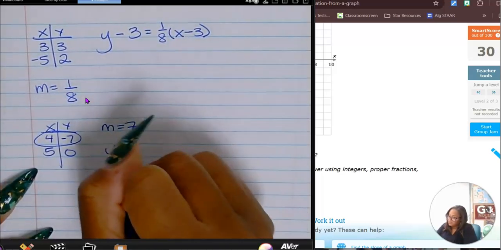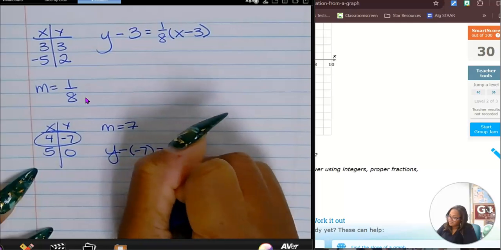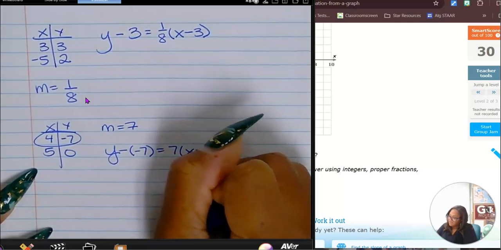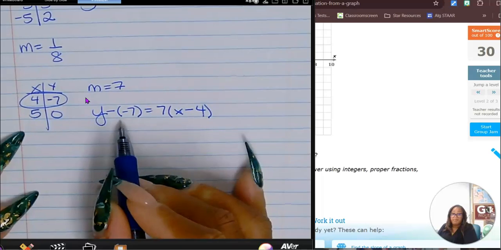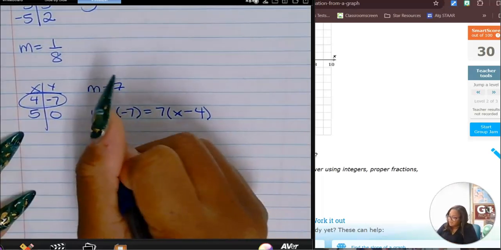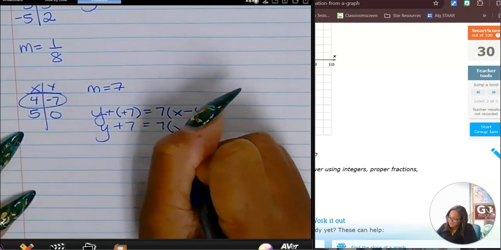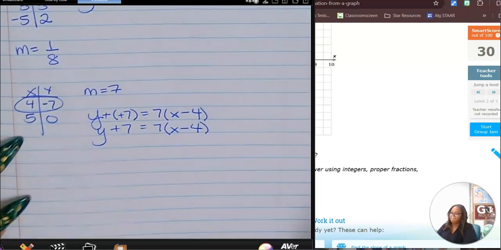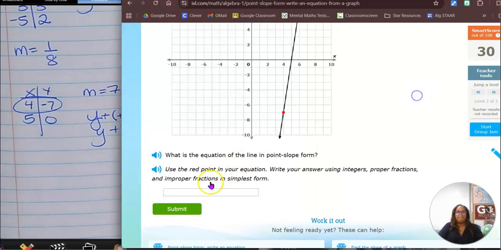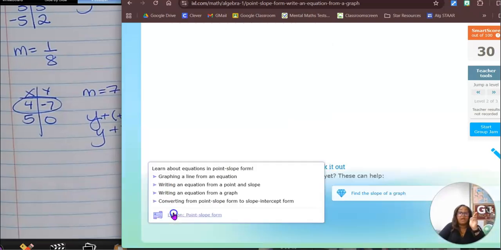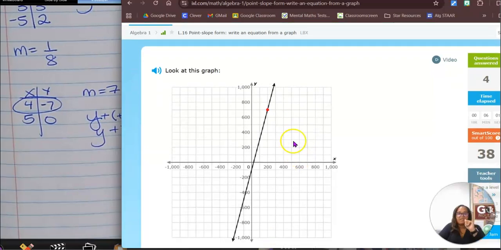And this is the point, so it's y minus -7 equals 7 times x minus 4. Remember, my double negative becomes a plus sign, so y plus 7 equals 7 times x minus 4. Y plus 7 equals 7 times x minus 4, close parentheses. Let's see if I got it. I did. All right, last one that I'm doing with y'all.